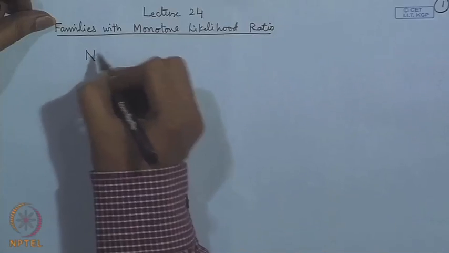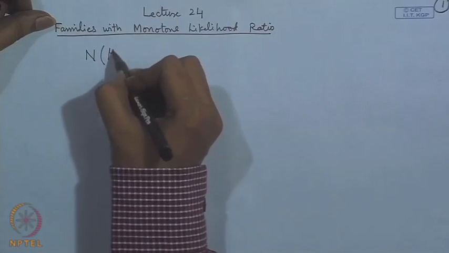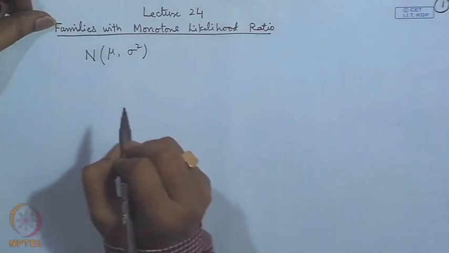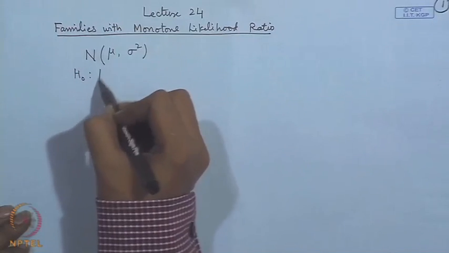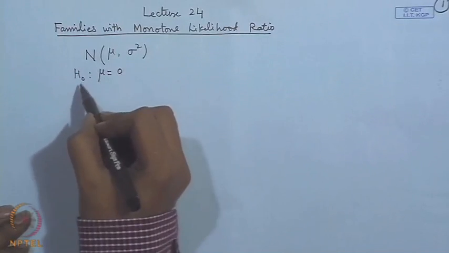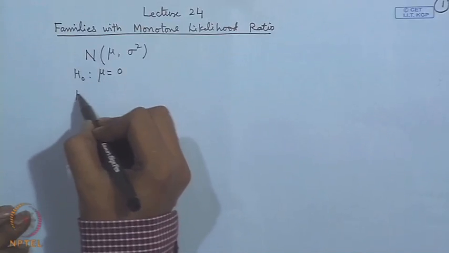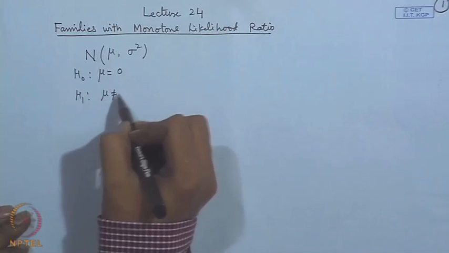However, in most of the real life situations, we do not come across the simple hypothesis versus simple hypothesis problems. In most of the complex situations, we have composite hypothesis. As a very simple case, we may have the family of distributions as normal mu sigma square distributions, and we may like to test something like whether mu is equal to 0 or mu is not equal to 0.